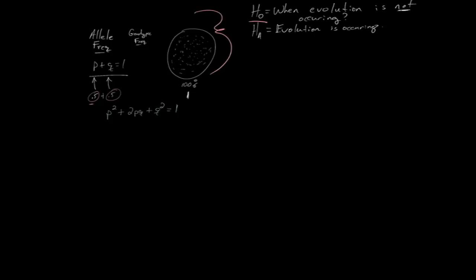What do we define as the premises, those five premises that we discussed? Large population. This is for the null hypothesis to be true, right? Large population, no immigration.